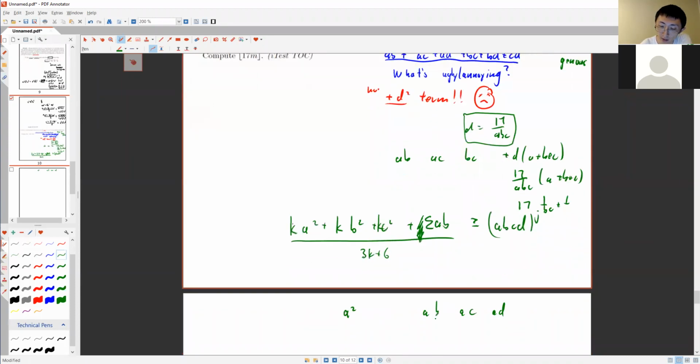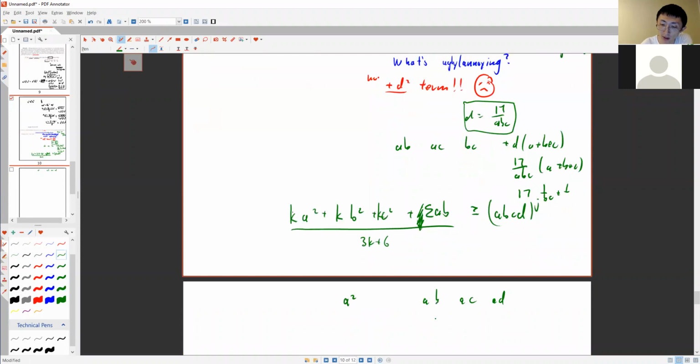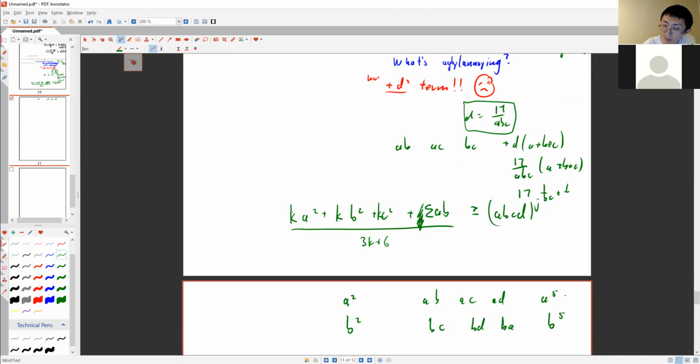Yeah, that's it, right? For the a squared terms, there's an a to the fifth in our product. And then there's a b squared term. There's ab, bc, bd, and ba. Those are all the terms with the b in them, and there's b to the fifth of them.